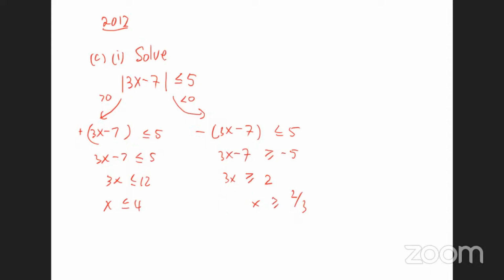Right? So x is less than 4 and x is more than 2/3, so you can combine it. x is more than or equal to 2/3, but x is less than 4. So you can combine a solution like that. So that's it for modulus.